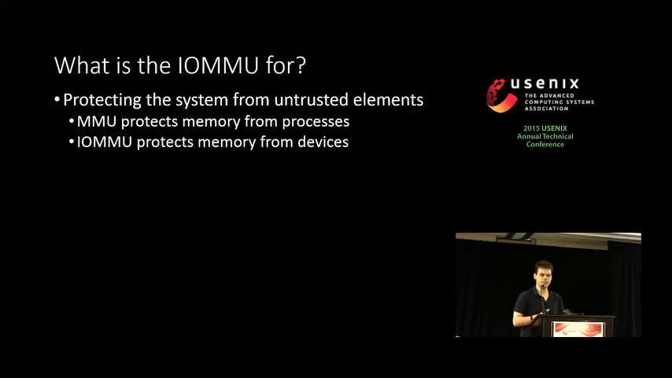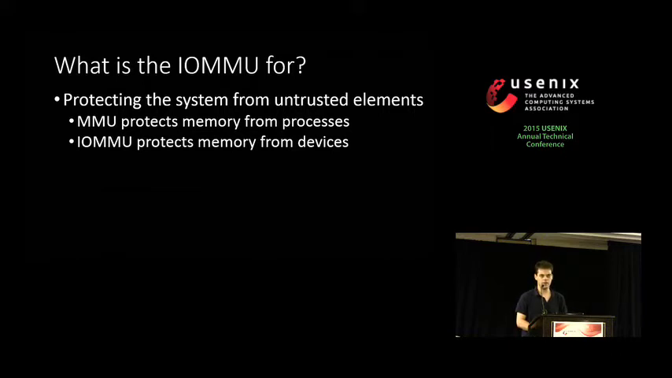So why even use an IOMMU? Well, for many of the same reasons you would use an MMU, and chiefly for protection. You don't want your devices to be able to access memory that does not belong to them. Once you have this mediation in the middle, and a device tries to access an address that it's not supposed to, it will simply be blocked.